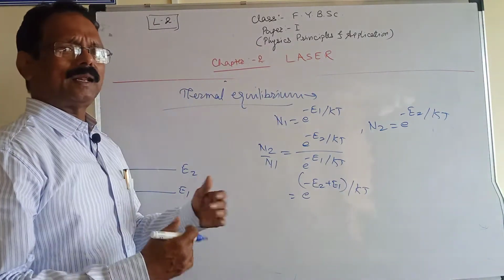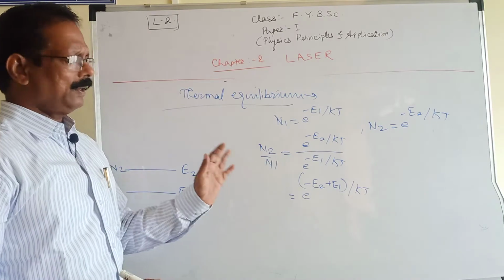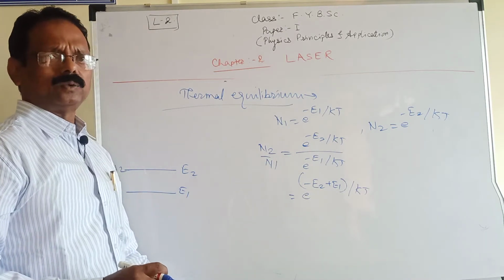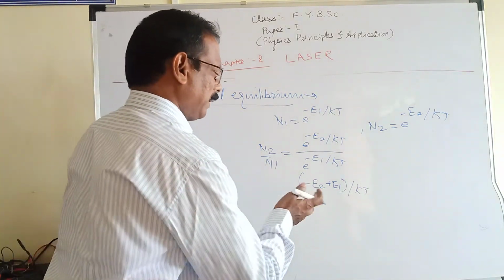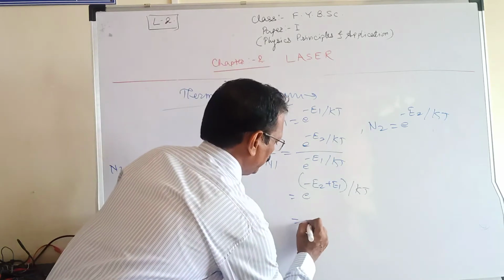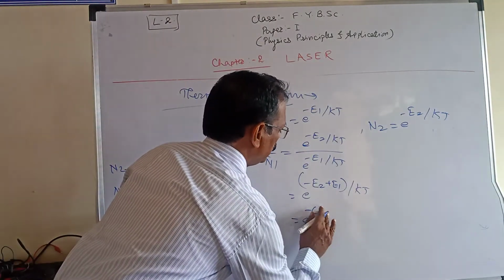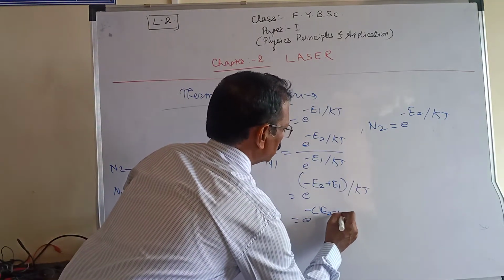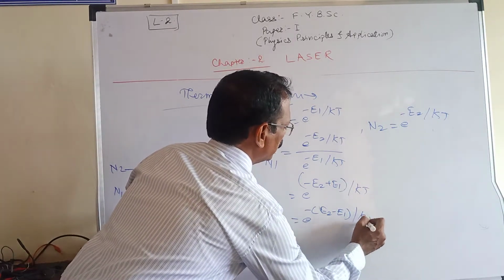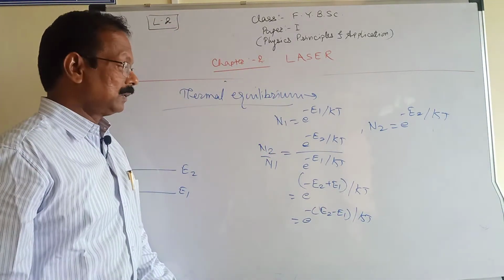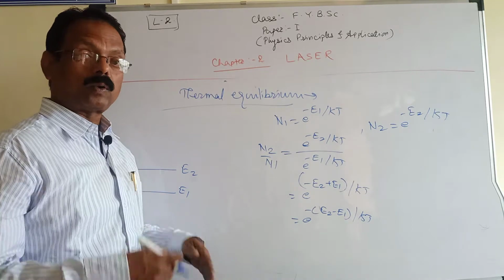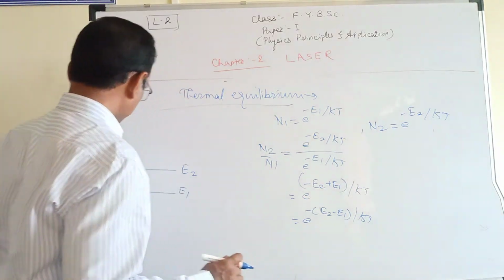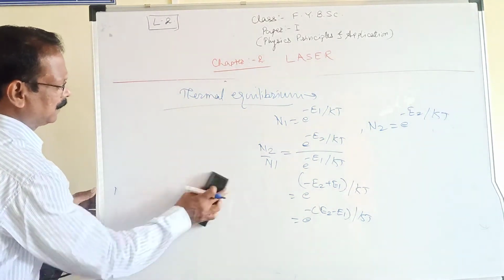We can rearrange the terms: it is E1 minus E2. Then we take the negative sign outside the bracket, so it is e raised to minus, E2 minus E1 upon kT. Why do we take this equation? E1 minus E2 is not possible here. Why is it not possible? We must look at that.